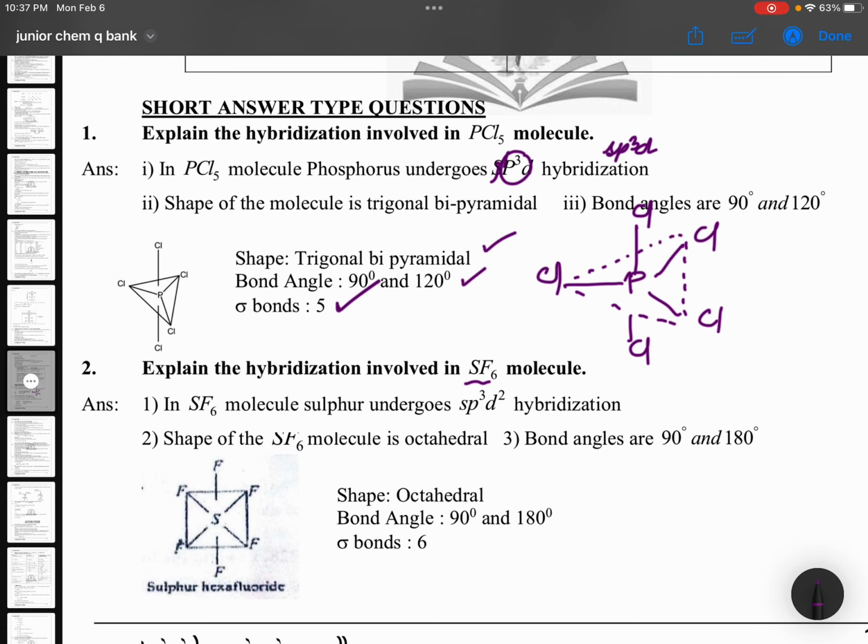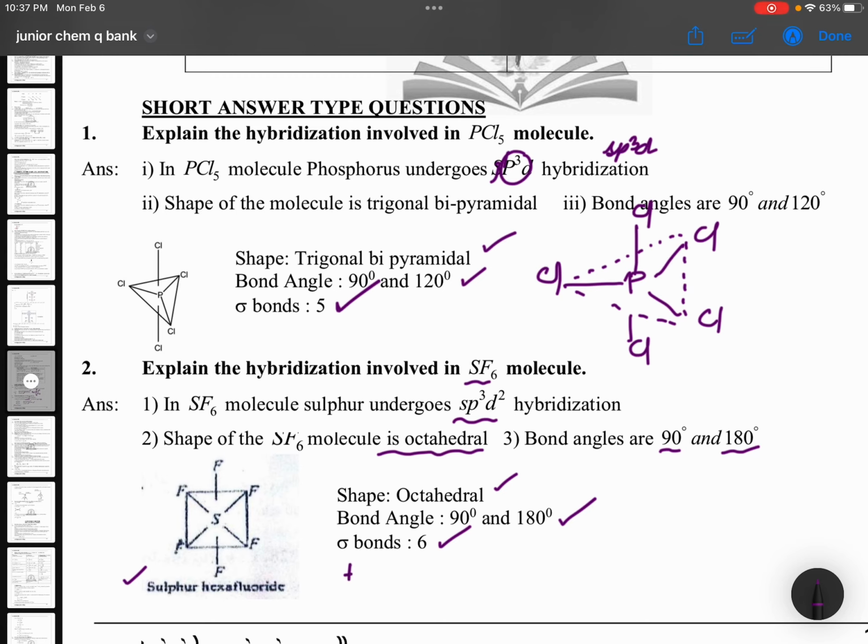SF6 molecule, sp3d2 hybridization. SF6 molecule shape is octahedral. Bond angles are 90 degrees and 180 degrees. This is octahedral geometry, you can see here. 6 bonds are there, 90 degrees and 180 degrees, octahedral.